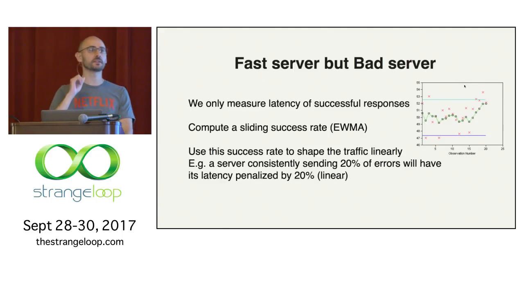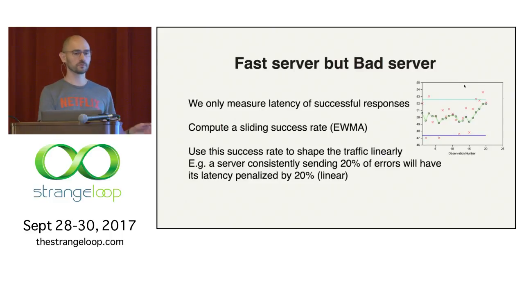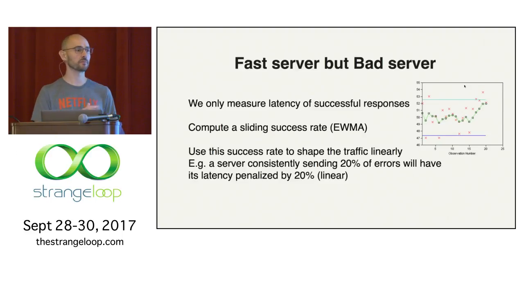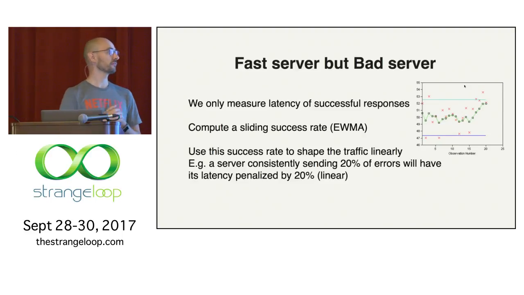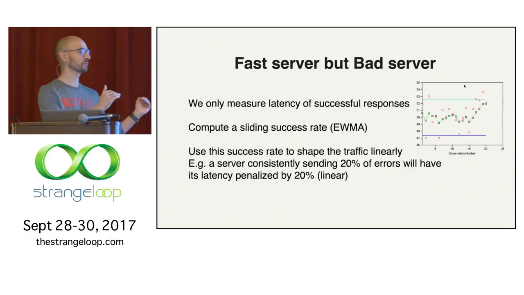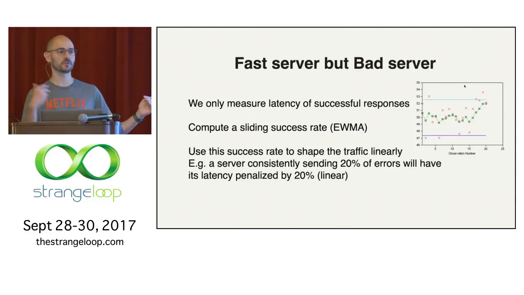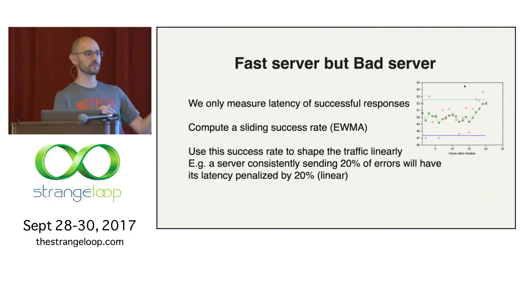If a server is sending lots of errors, but very quickly, we don't measure those errors. We only measure the successful response. And at the same time, we also measure the success rate, which we use for basically favoring or penalizing servers. So if one server is sending 20% of errors and all the other servers are actually at 100%, we will penalize that server by a 20% latency increase. So if its latency is 100 milliseconds, but it sends 20% of errors, then its latency becomes 120.